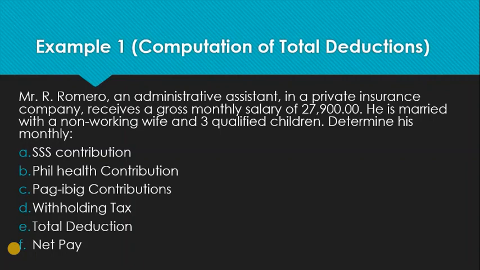Example: Mr. Romero, an administrative assistant in a private insurance company, received a gross monthly salary of 27,900. He is married with a non-working wife and 3 qualified children. Determine his monthly deductions. In this problem we are going to identify the SSS contribution of Mr. Romero, PhilHealth contribution, Pag-IBIG contribution, withholding tax, the total deduction, and Mr. Romero's net pay or his take-home pay. Okay, let's get everything done now.